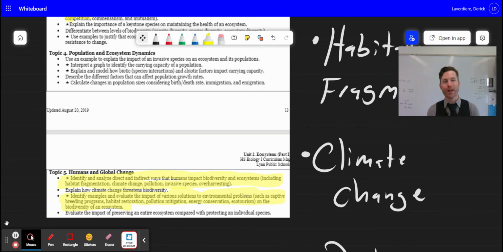And the last bullet point I want to talk about for this unit, I've actually combined these 2 bullet points here. And I say identify and analyze direct and indirect ways that humans impact biodiversity and ecosystems, including habitat fragmentation, climate change, pollution, invasive species, and overharvesting, with identify examples and evaluate the impact of various solutions to environmental problems, such as captive breeding, habitat restoration, pollution mitigation, energy conservation, and ecotourism on the biodiversity of the ecosystem. Right? And so basically we have a list of the problems that humans cause and the solutions that we have for those problems.